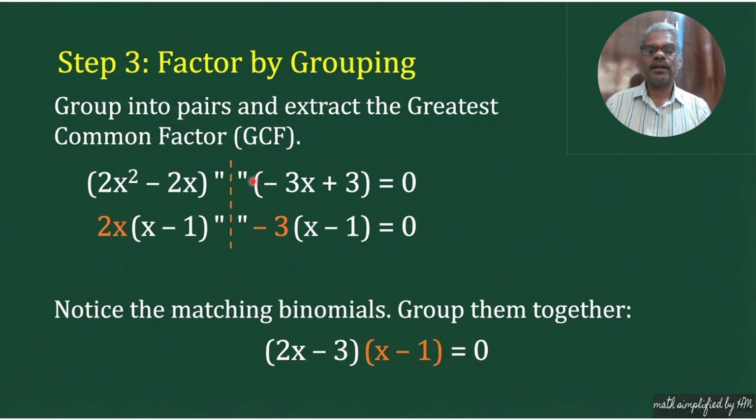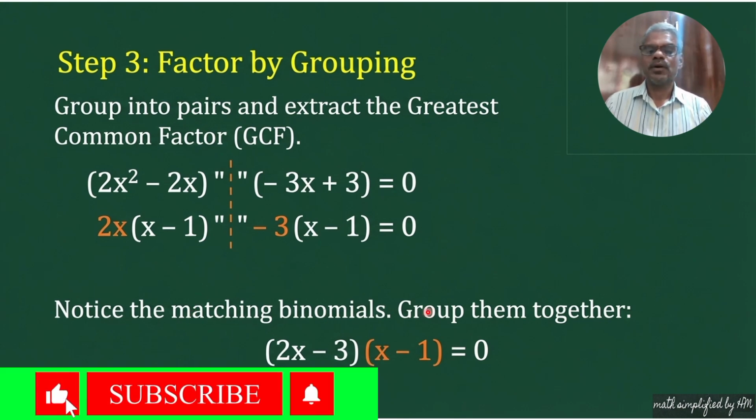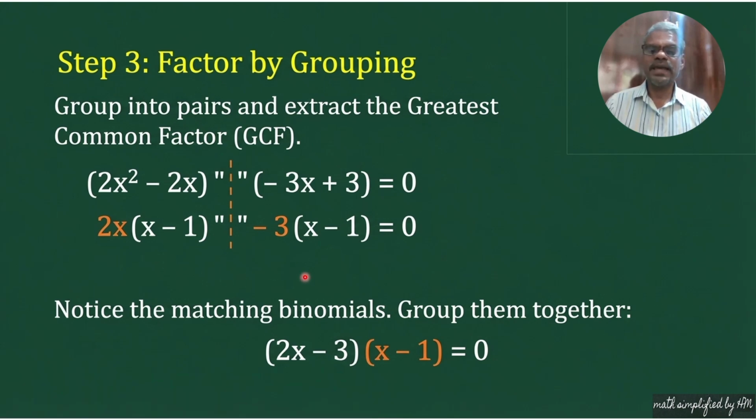In the second pair, minus 3x plus 3, the greatest common factor is minus 3. Taking this minus 3 out, we get minus 3 into bracket x minus 1 is equal to 0. Now notice the matching binomials. X minus 1 is again common in these two newly formed terms. Taking x minus 1 as common, we get 2x minus 3 in another bracket.